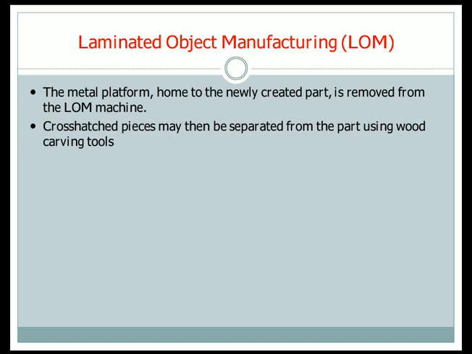The metal platform holding the newly created part is removed from the LOM machine. Crosshatch pieces may then be separated from the part using wood carving tools. That is, the real part and the support part are separated by using some wood carving tools like a knife or some tools similar to that.